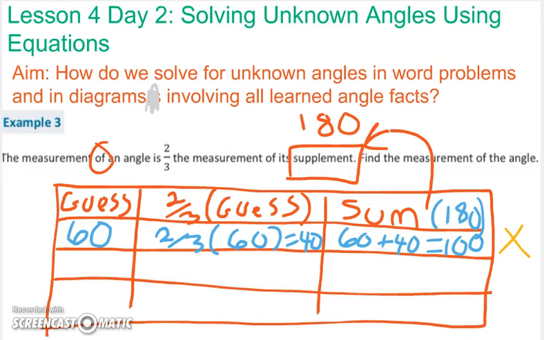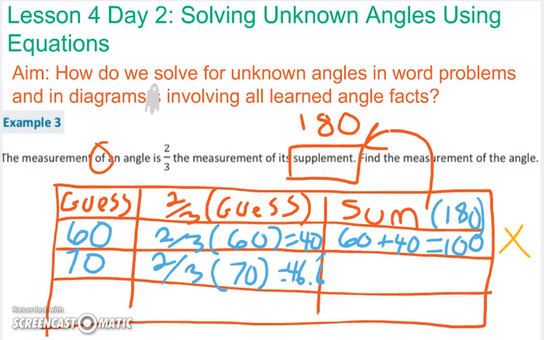I'll give you a couple seconds, maybe try it by yourself. I challenge you to pause the video now, see if you can guess another number to put in there. Okay, so I hope your guess has to be a tad bit larger than 60. So let's try 70 this time. 2/3 of 70 equals, looks like 46.6 repeating.